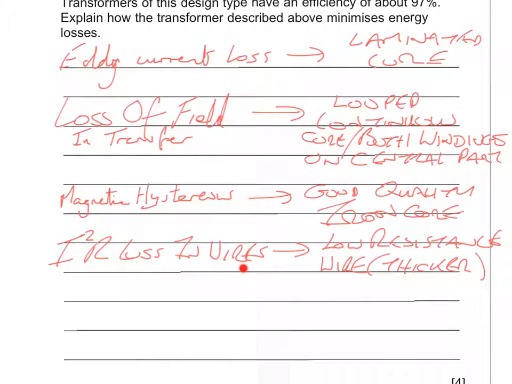And I squared R losses in the wires are reduced by having low resistance wire where you expect high current. In other words, thicker wire where you expect high current.